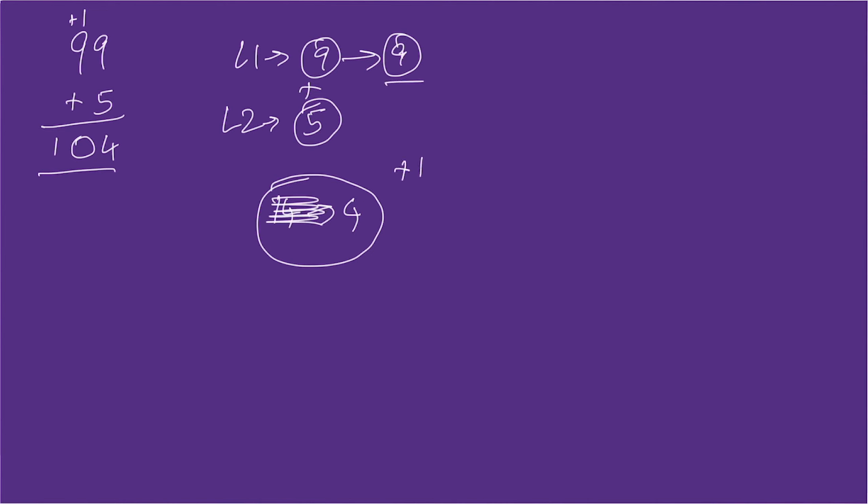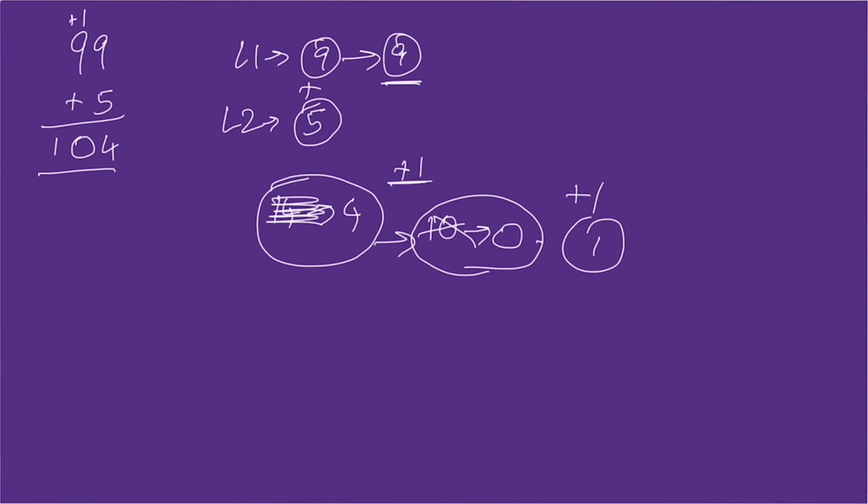Now we add this 9 to this carryover, and we get 10 as the answer. Now because 10 is greater than 9, we find the remainder when we divide 10 by 10, which is 0. So we create a node with 0 as a value and point 4 to 0. And we still have plus 1 as the carryover from the previous 10. And now because there's no other digit to add, we just add 1 to no other digit and put that in a node and point 0 to this 1. And our answer then becomes 104, which is what we calculated right here.